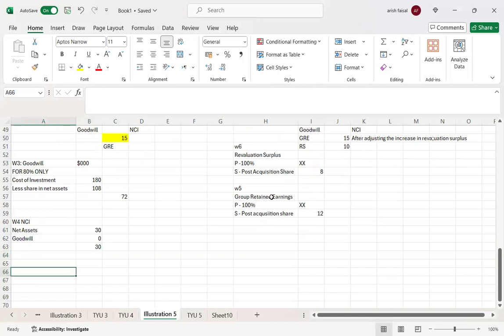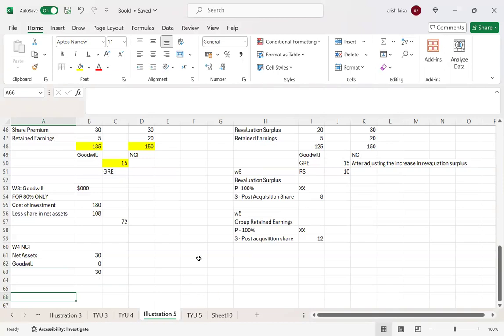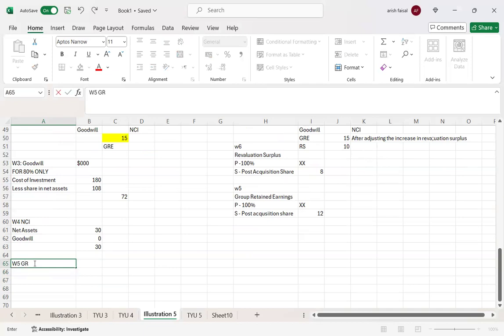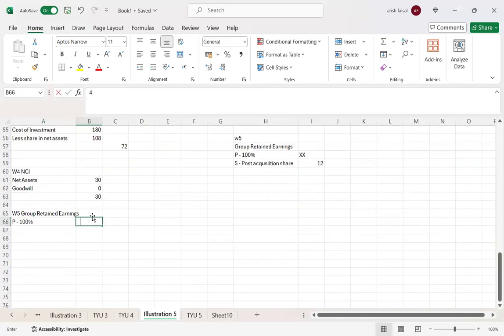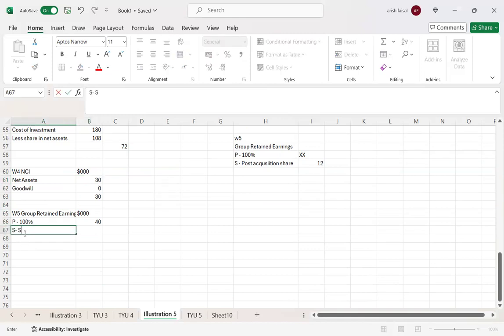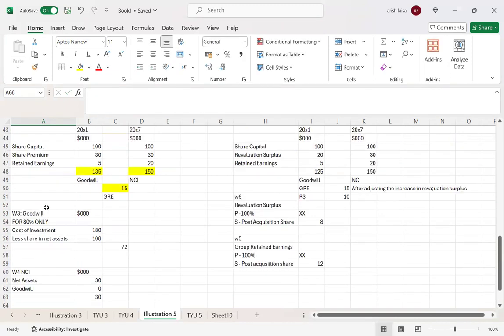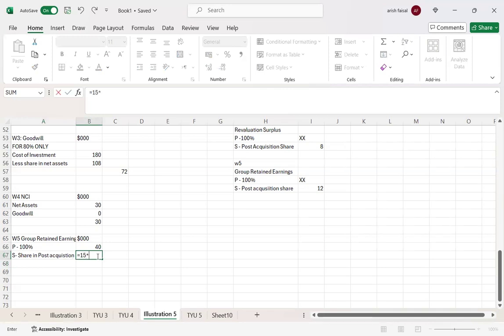Then, okay, let's fill up the group retained earnings working over here. Or, okay, we'll do another working, no problem. So here we'll go for working number five, which is group retained earnings. Parent 100 percentage, and parent retained earnings are 40,000. And for the subsidiary, we have to take the share in post acquisition. That was a total of 15, and from there our share is only 80 percentage, so that's 12. So the total group retained earnings will be 40 plus 12, which gives me 52.